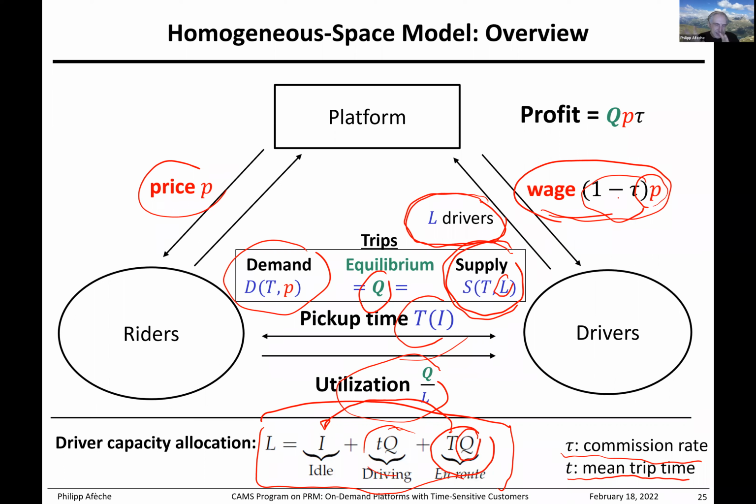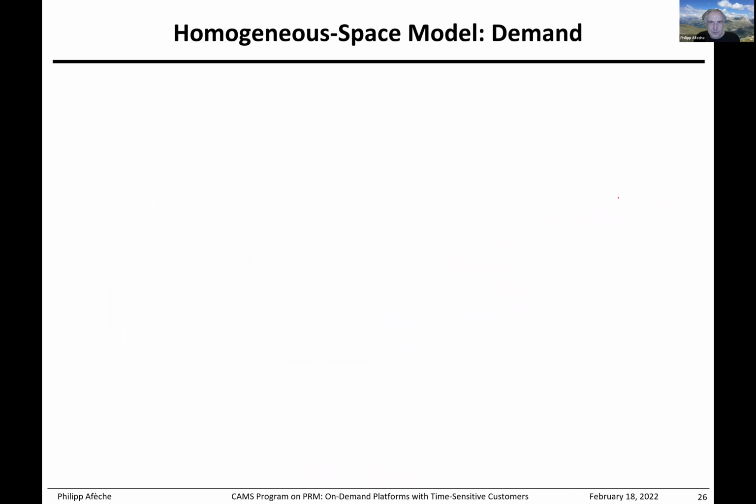Does that make sense? At least at this level, we're going to dive into more details, but are there any immediate questions? All right. Okay, so let's look at the demand side.